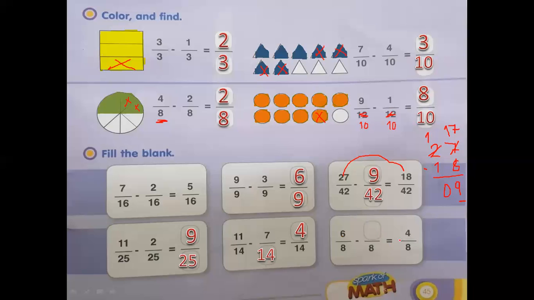The last one, what is the number that we have here? 6 minus what equals 4? We are going to do the same thing. 6 minus 4. So put 6 on your fingers, okay? Take 4 of them. So how many were left? 2. Excellent. So 6 minus 2 equals 4.